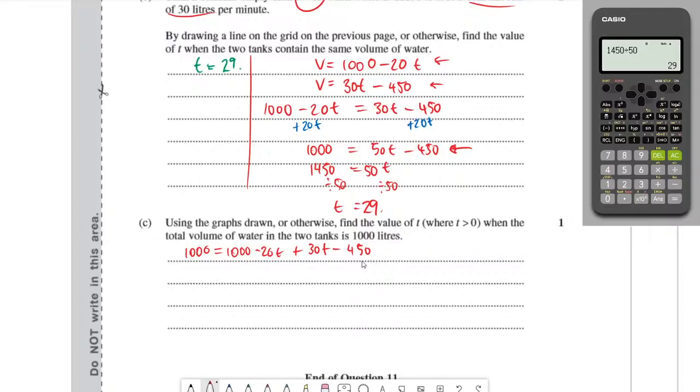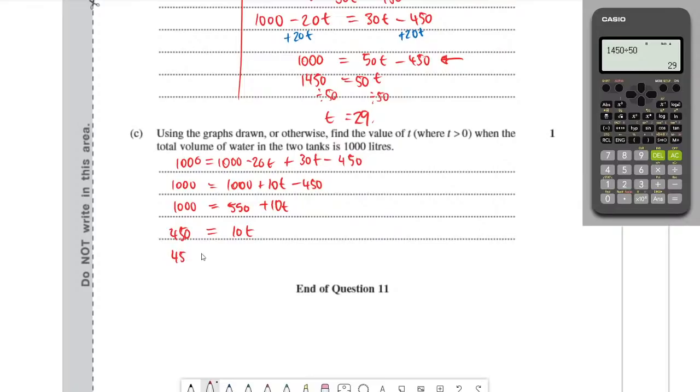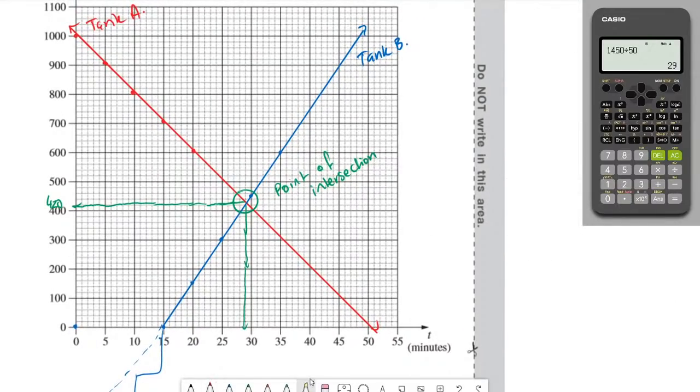So just equate the equation. So 1,000 is equal to 1,000 minus 20t plus 30t, which is just 10t minus 450. So that's going to give us 550 plus 10t. 450 is equal to 10t. Divide both sides by 10, and you actually get 45 is equal to t. So there you go. And again, if we look up to where that value is, so 45 up this line here and down here, it's basically adding that number there to that number there.